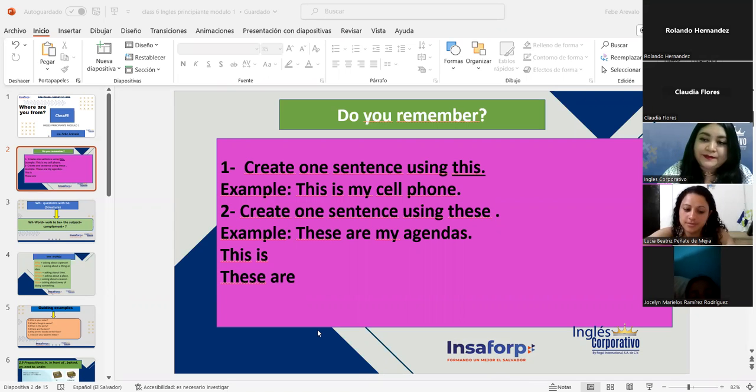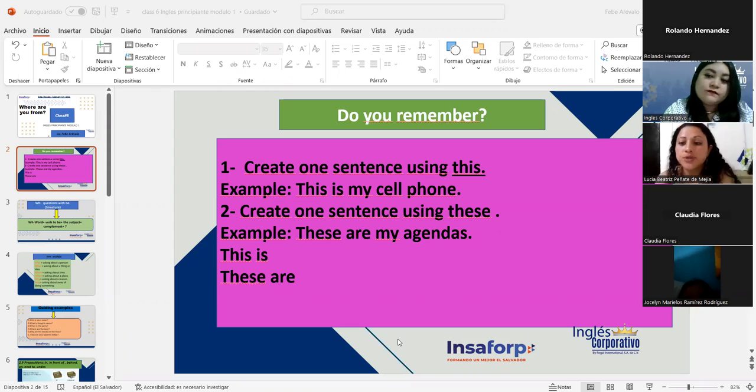Claudia Flores, I hear you. These are my bracelets. Bracelets. Claudia, ¿me escucha? Hola. ¿Podrías repetírmelo de nuevo? These are my bracelets. Bracelet. Yes. Gracias. Thank you. Let's go with Lucia and then Jocelyn.